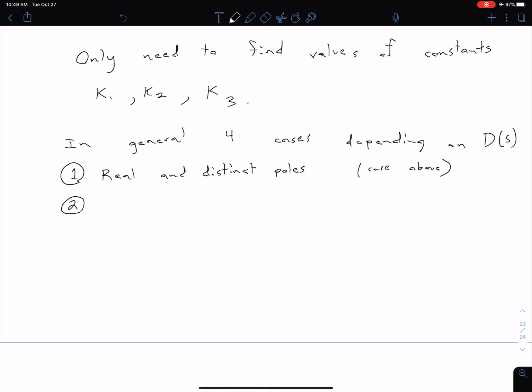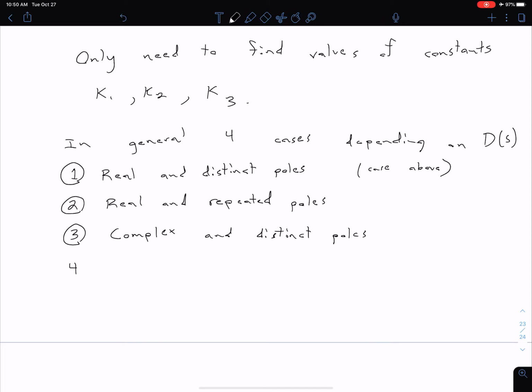The second case is we could have real and repeated poles. We'll come back to that in a later video and look at exactly how to deal with that, but as the name implies, that's essentially if we have a case where we have more than one pole at a specific location. So maybe we have two poles at s equals -3, for instance. The third case is if we have complex and distinct poles. The only difference here is it's similar to case 1, but we're just adding complex numbers into the mix.